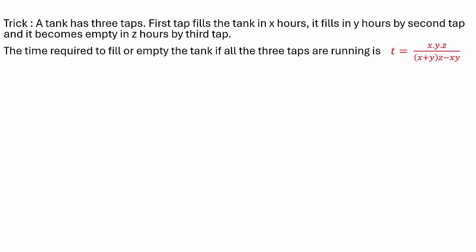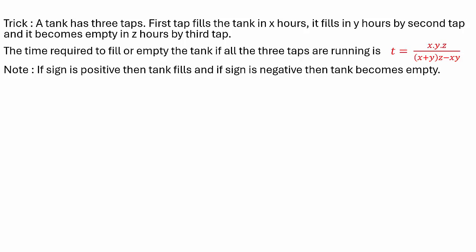Then, time required to fill or empty the tank if all the 3 taps are running is T equal to X multiplied by Y multiplied by Z divided by X plus Y into Z minus X multiplied by Y. If the sign is positive, then the tank fills, and if the sign is negative, then the tank becomes empty. This is a note for such problems.